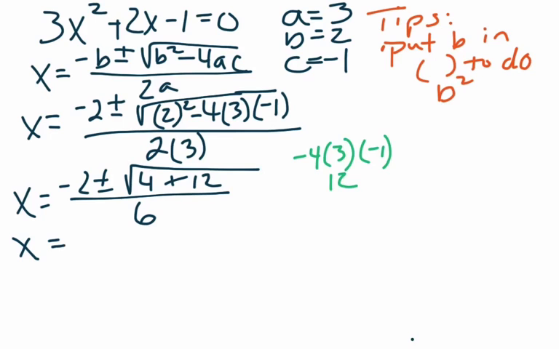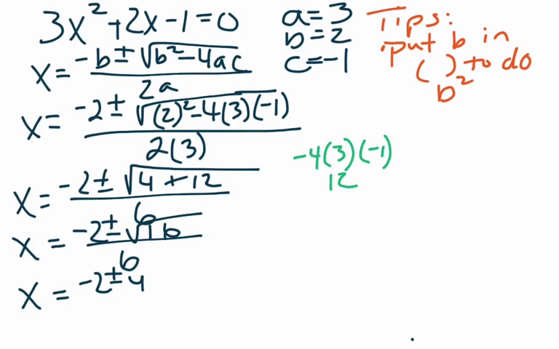Now we have to do the operation under the square root. So that's going to give us 16. And now we'll do the square root of 16, which is 4. And now we kind of stall out because we're stuck with this indecisive moment here. Are we adding or subtracting? What are we doing here?